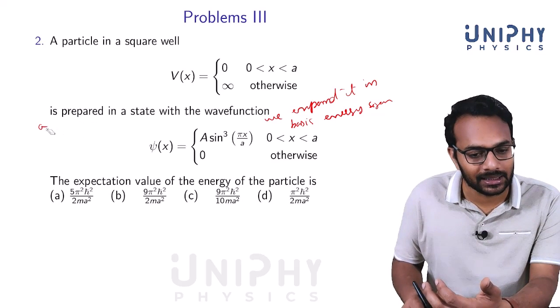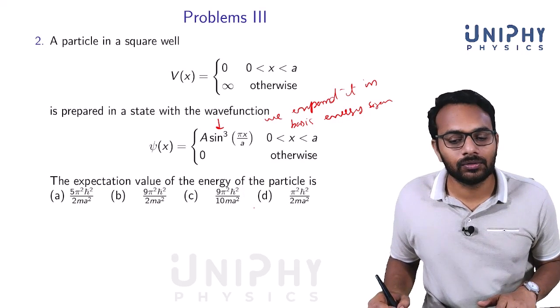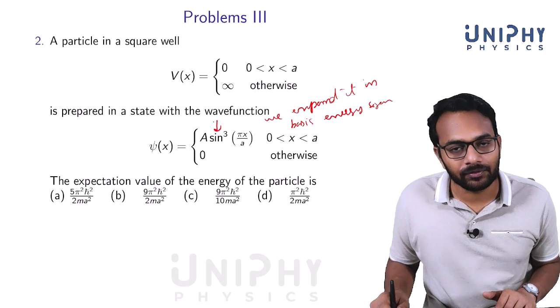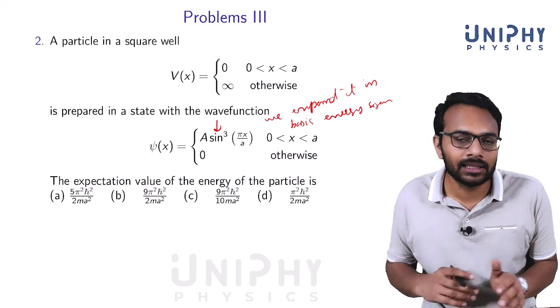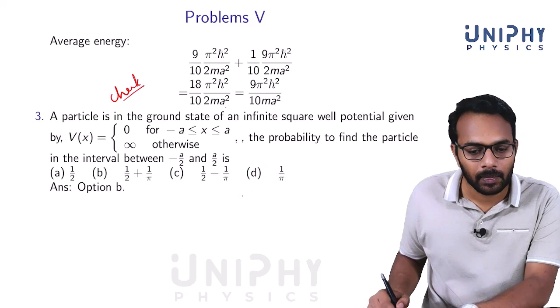What we did is that we saw that there is a way to write this. We are asked to find the energy. So we see that there is a simple way to write this wave function as a superposition of energy eigenfunctions. Once we do that, the rest is straightforward. That's what we have done here.